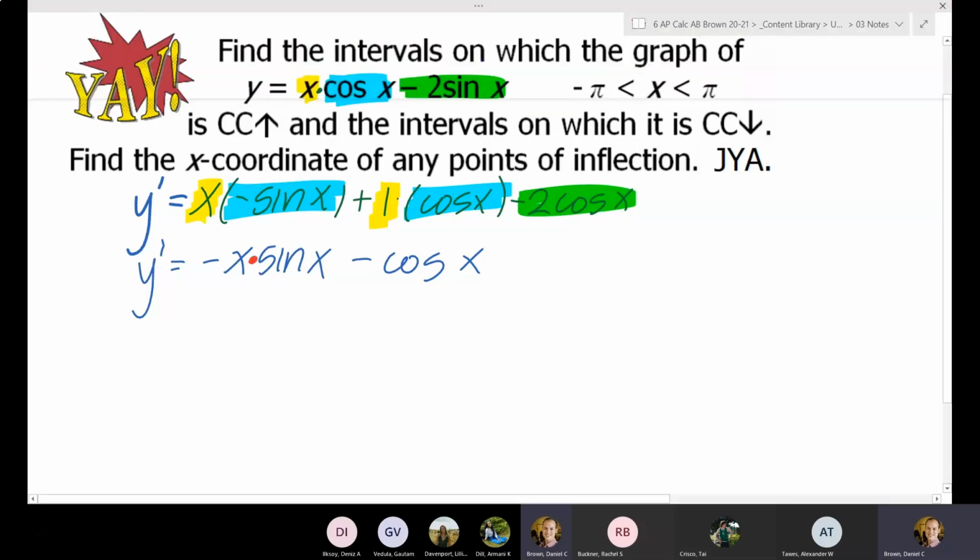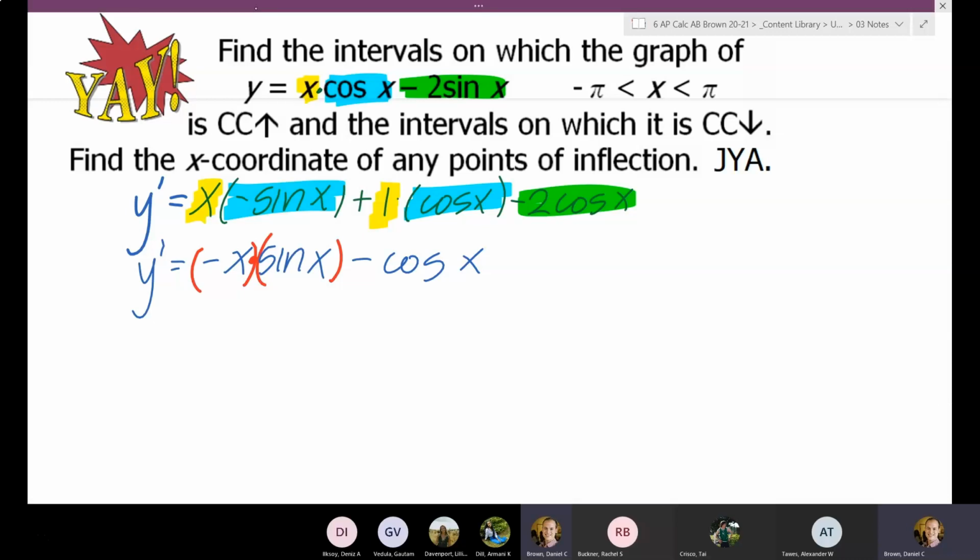Well, we have another product here. We can think of this as negative x times sine of x, if that makes it easy for you. But go ahead and find the second derivative if you haven't already, and then that's what we're going to use to find those key values.